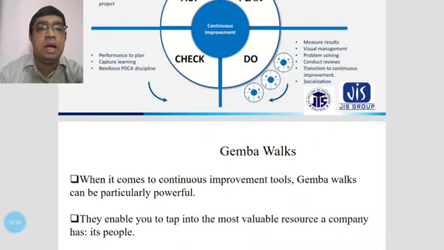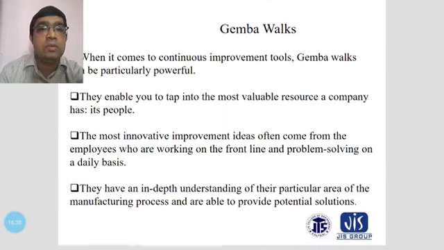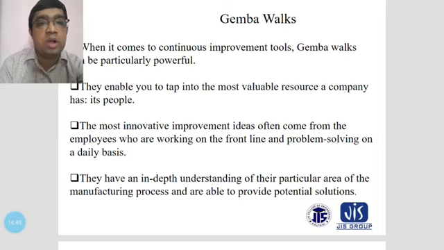Another thing is the Gimbal Works. This is the second. The Gimbal Works is another important tool for the continuous improvement process, like continuous improvement for the quality and total quality management of any type of products. We have to consider according to the Gimbal Works.